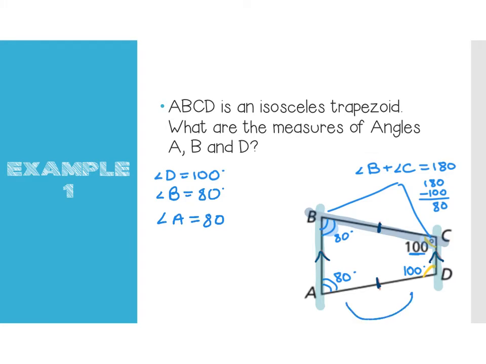These two should add up to 180. These two should add up to 180. These two should be the same, and these two should be the same. And all four of them should add up to 360 because this is still a quadrilateral.